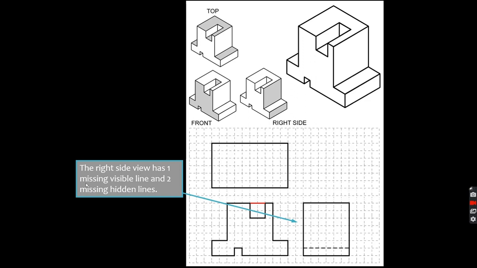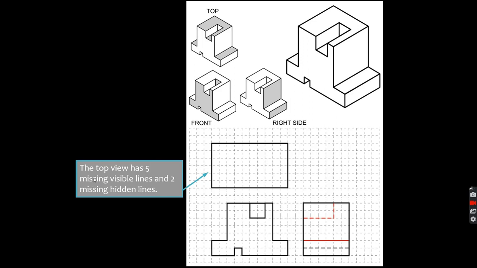The right view has one missing visible line and two missing hidden lines. Here is the visible line, this edge right here. The hidden lines are this cutout right here, which is looking in here. So if we're looking in this side right here, we see that line there, that's that first visible line. This line here, which is hidden, and this line coming up, which is hidden.